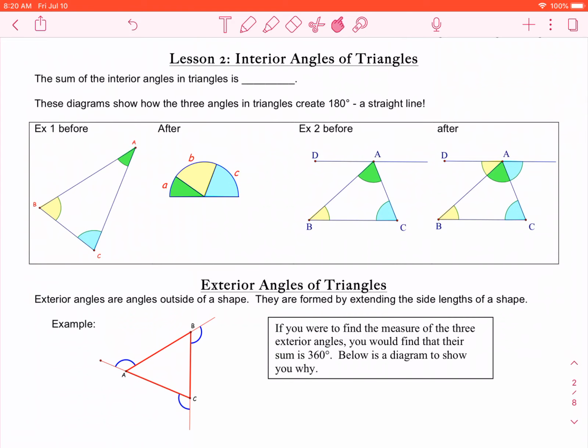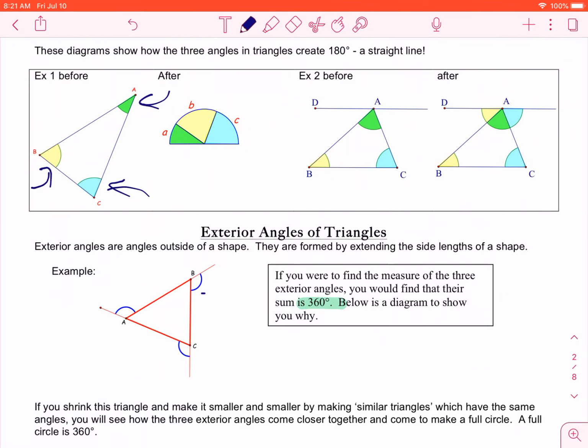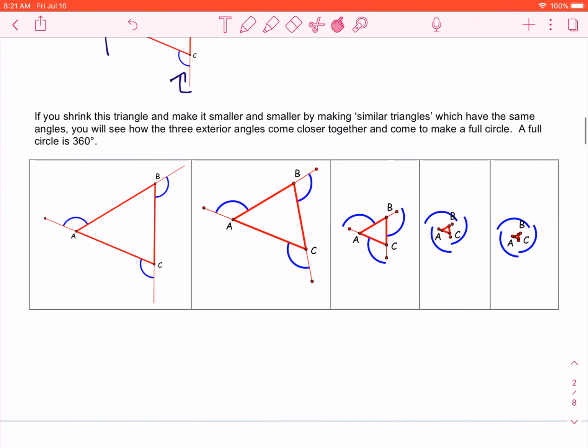All right, interior angles of triangles. So as we know, all interior angles of a triangle add up to 180. Okay, so the 3 angles in a triangle add up to 180 degrees. All exterior angles in a triangle add up to 360. Okay, so that means here plus here plus here, exterior means on the outside, they all add up to 360 degrees. And there's a couple of diagrams you can read here on your own that basically supplement why or where it comes from.